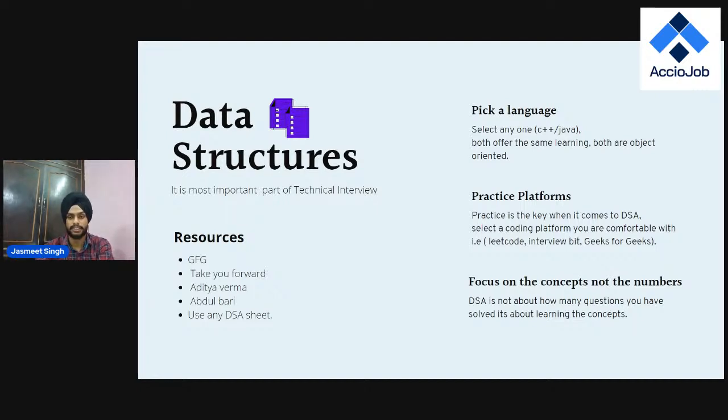Right. I have seen many people procrastinate on learning data structures because they are stuck with the question of which language they should choose. Should I choose C++, Java, or Python? For them, my suggestion would be to pick any one, because both C++ and Java are object oriented programming languages. Python I won't recommend that much, because many companies don't offer Python in their technical rounds. C++ and Java are for sure offered by all the companies, right? So both are object oriented languages. Once you learn one, the second one comes along, right?